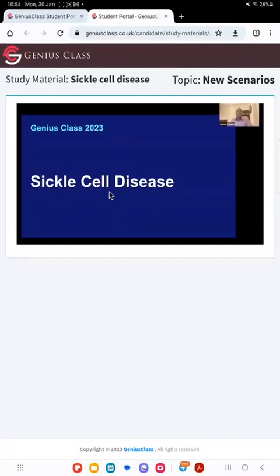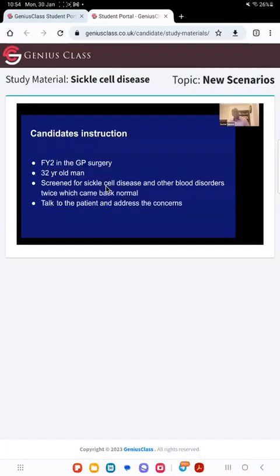Our next task would be sickle cell disease. In this particular case, we're an FY2 in a GP surgery. A 32-year-old man has made an appointment, or has come for a follow-up. This particular patient was screened for sickle cell disease and other blood disorders twice, which came back normal. So all the investigations for sickle cell disease and other blood disorders were done and they were all normal. What you must do is talk to the patient and address their concerns.